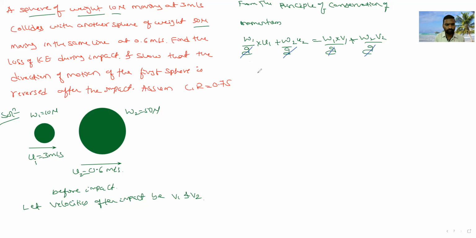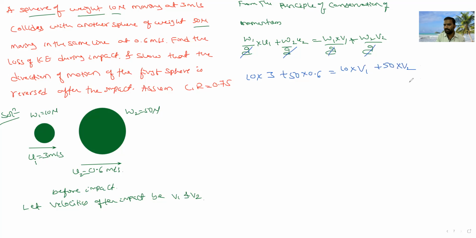So what is the W1? 10 into what is the U1? 3 plus W2, 50 into what is the U2? It is 0.6, is equal to W1 which is 10 into V1, V1 I have to determine, plus W2 which is 50 into V2, V2 I have to determine. Okay, so what will I do?